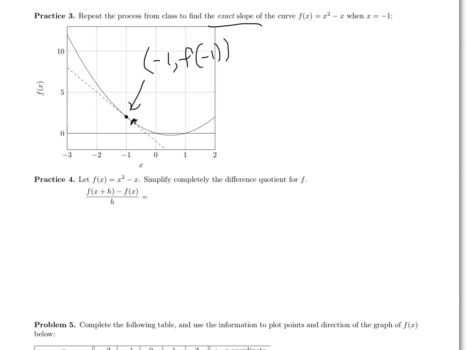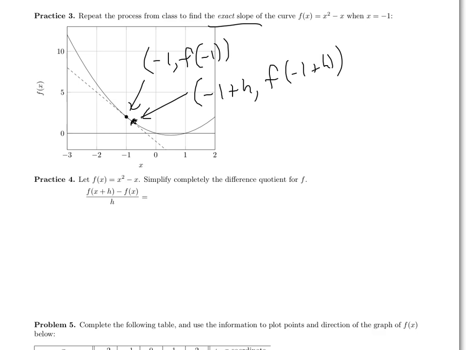And then this other point is going to be sort of a hypothetical point where we say, well, let's just draw another point that's nearby. And so nearby we'll denote -1 plus h. And again, we think of our h as being just a small amount. So that might be -1 plus 0.01 or 0.001. But the smaller h is, the closer this point is to the original point. And then, of course, the y-coordinate is f of whatever the x-coordinate is.